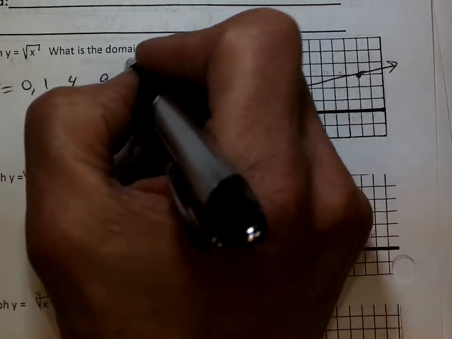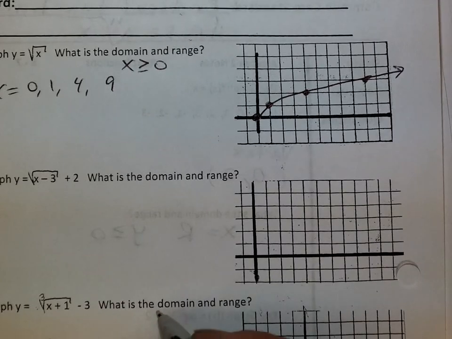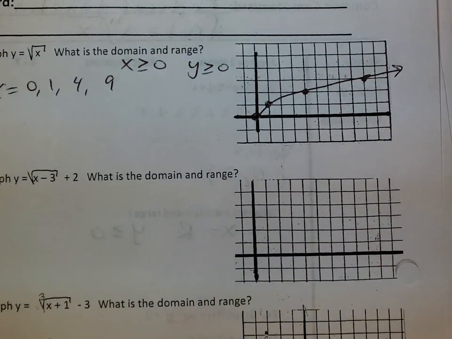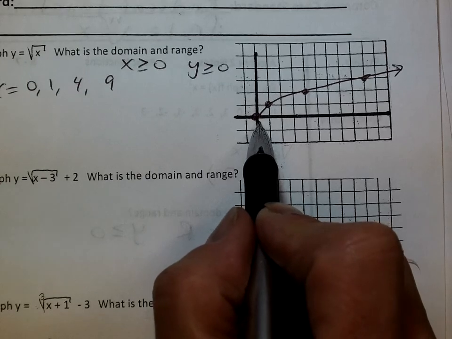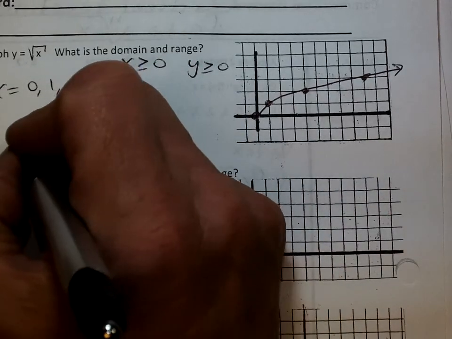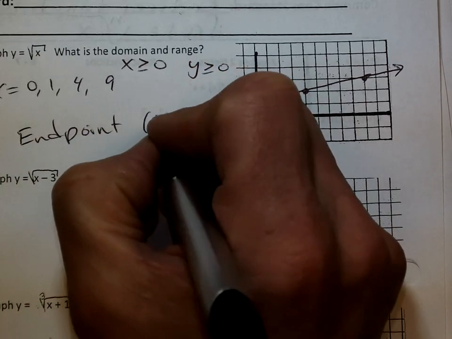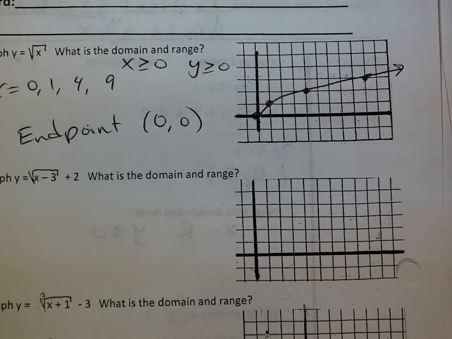Domain, we know the domain is x is greater than or equal to 0, and our range is y is greater than or equal to 0, okay? This is not that difficult. You guys agree? Okay. So I can't call this a vertex because it's not really a vertex. Let's call it an endpoint, okay? So my endpoint is at 0, 0. It wouldn't be a vertex. Let's call it an endpoint, where we start. Or a starting point. You want to call it a starting point? That's okay with me too, okay?